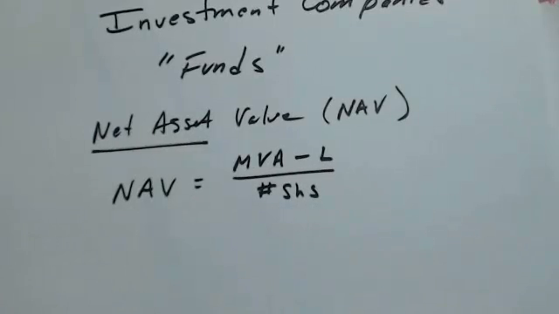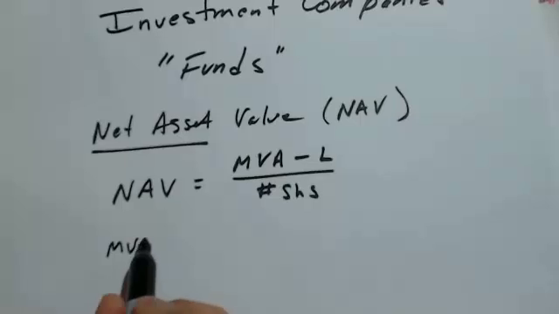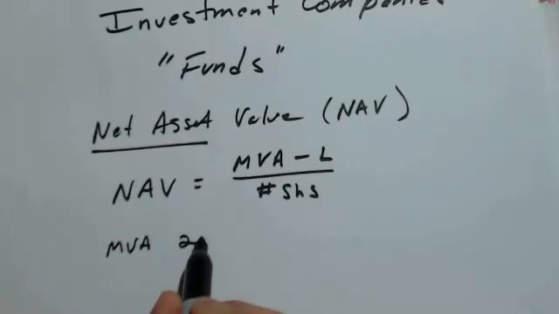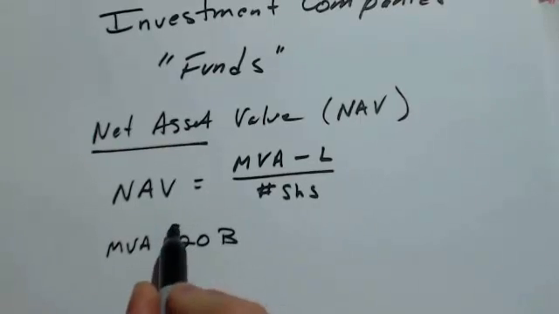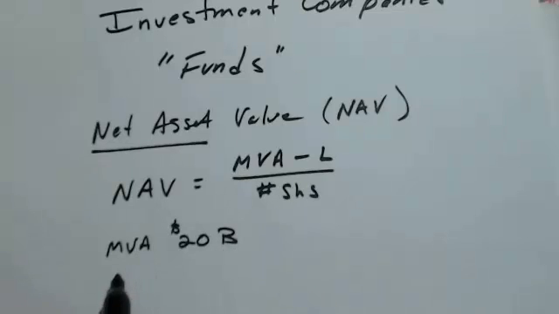That is the NAV. So if I gave you an example, say the fund had a market value of assets of $20 billion under management, in a portfolio of stocks and bonds and receivables and cash, and you had liabilities of say $2 billion.